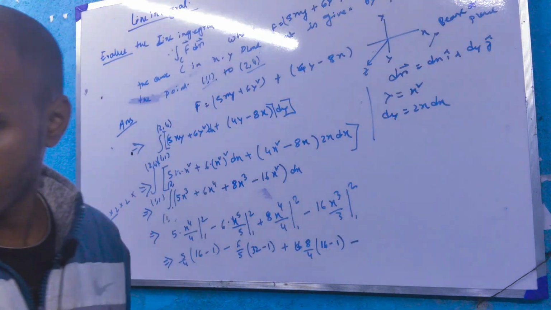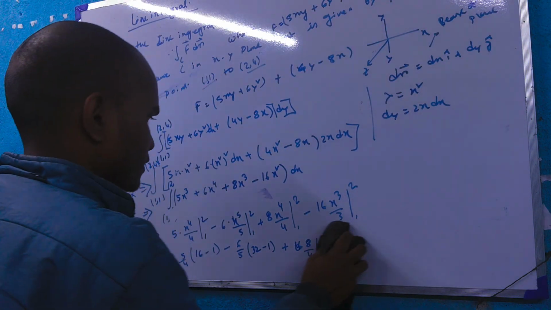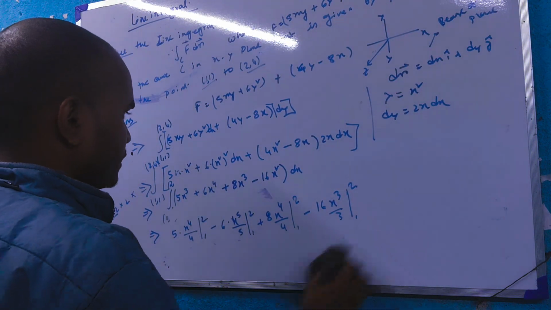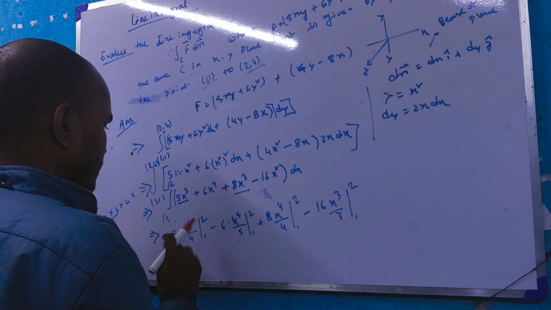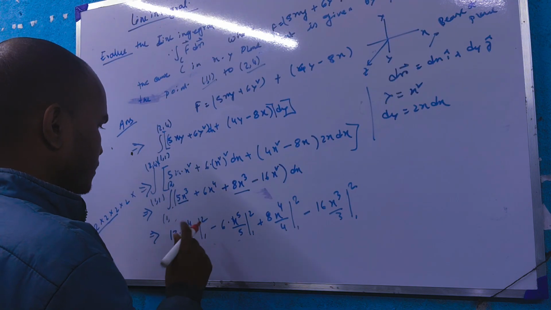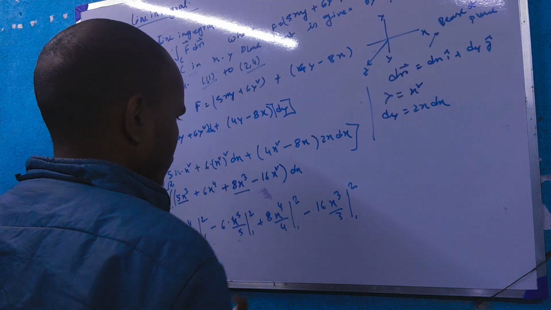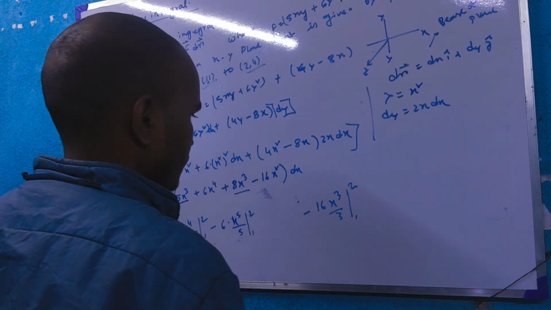Sorry, I made a little mistake. Definitely this will be the same, but when this is 8x cube and this is 5x cube, I can write this as 13x cube, so x to the power 4 by 4, so definitely it will be combined.